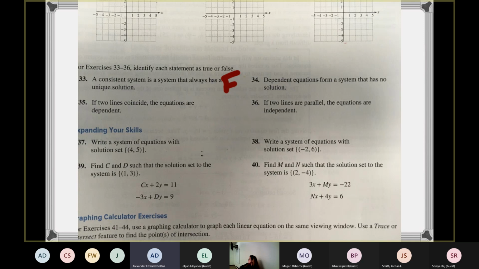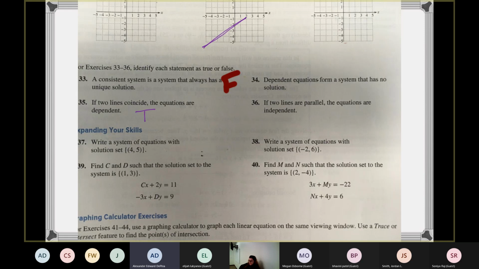Tony Marie says true, Danielle said false, right? Oh, you said true, right. She said false. If two lines coincide, the equations are dependent. Jordan has an opinion, and so does Chloe. The answer is, say loud. True. Two lines coincide. CDM. Consistent, dependent, many solutions.